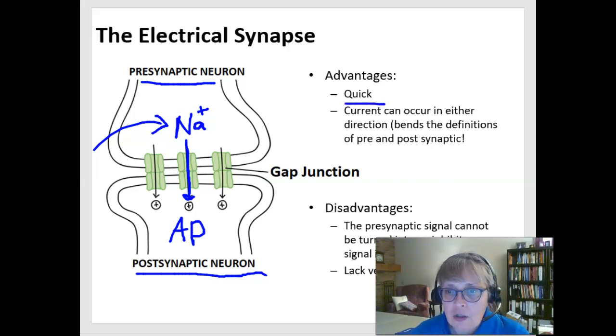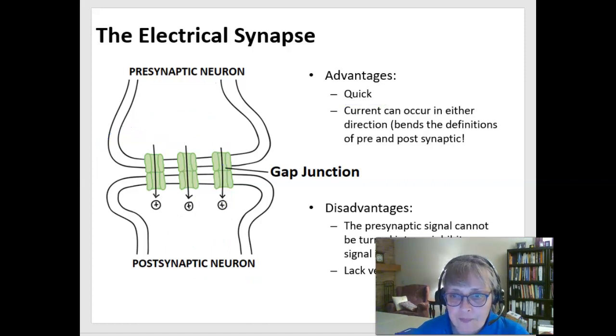Now, it could be that the postsynaptic neuron sends an impulse in the opposite direction, but that's neither here nor there. It depends on what's happening. I mean, if it's in a motor or a sensory impulse, we're not going to worry about that too much.